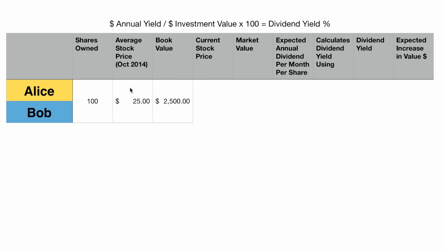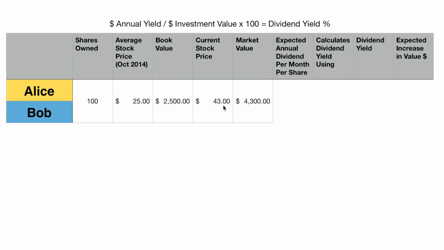So they own 100 shares, the average stock price is $25, and the book value on those shares is $2,500. Now that's never going to change. They pay $25 and they own 100 shares. As long as they don't buy or sell any more shares, the book value is constant. It does not change. It's the same for both characters.